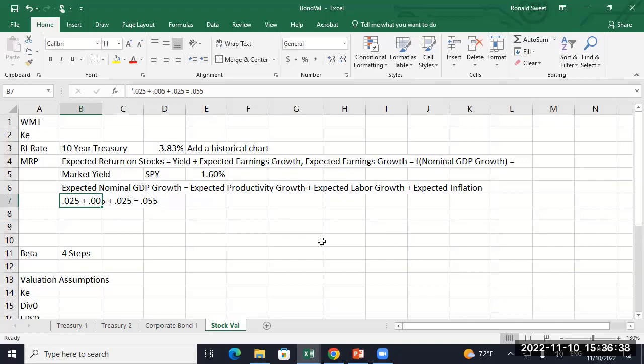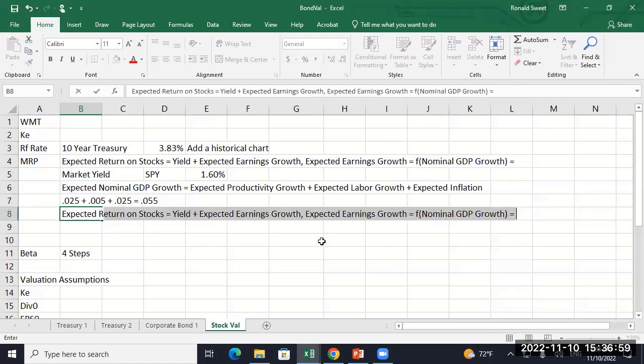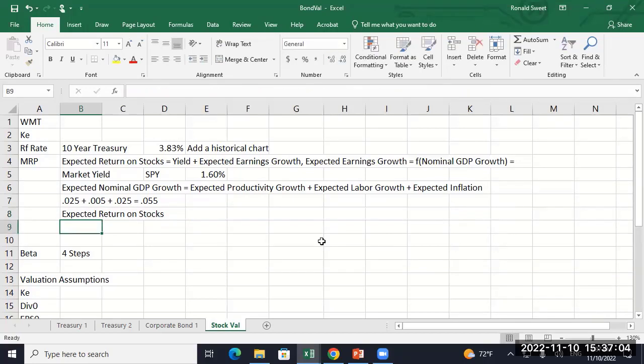Maybe a little higher if you're expecting higher inflation, but your real GDP, which is the productivity and the labor, 2 to 3 is, I think, anything above 3 is going to be really, really tough to get. So you're probably going to be in that range. So you get an expected return on the stocks going to equal 0.016 plus 0.055.